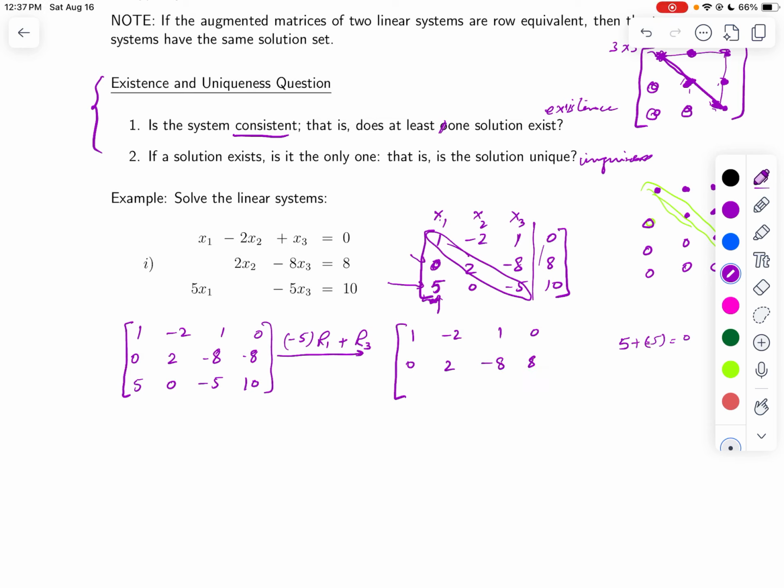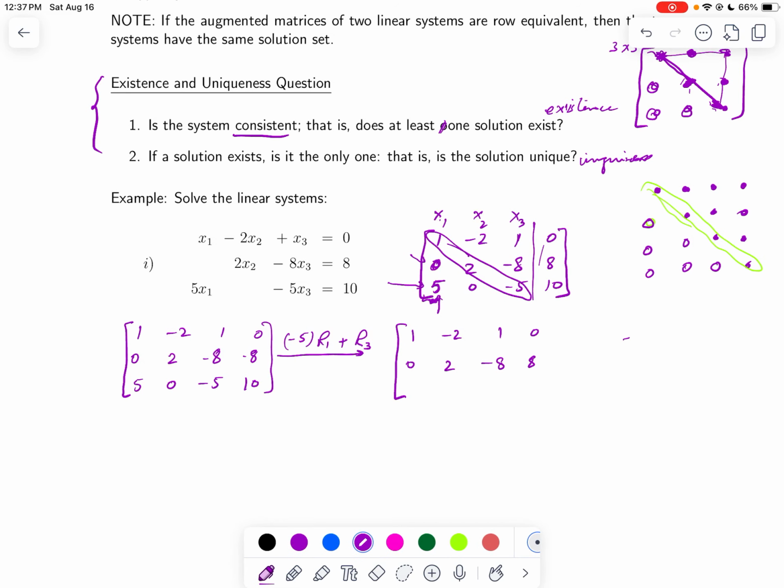Now you should be able to do it in your head. If not, you can go to scrap paper, or make a line here and do your rough work. So when I multiply the first row by negative 5, I get negative 5, 10, negative 5, 0. And now I have to add the third row to it. So I have 0, 5, 0, negative 5, 10. When I add them, 0, 10, negative 10. Now I can bring it here.